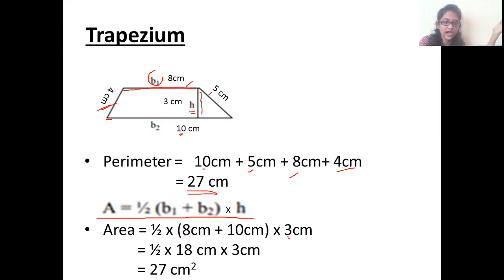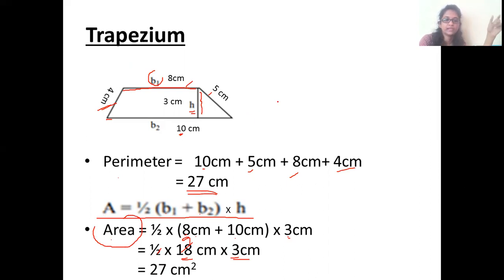So half is here, b1 is 8, and here this is 10. When we add these two, we get 18, and then we multiply by the height, which is 3. Then you can simplify: 9 times 3, which is 27 centimeters squared. That's how we find the area and the perimeter for a trapezium.